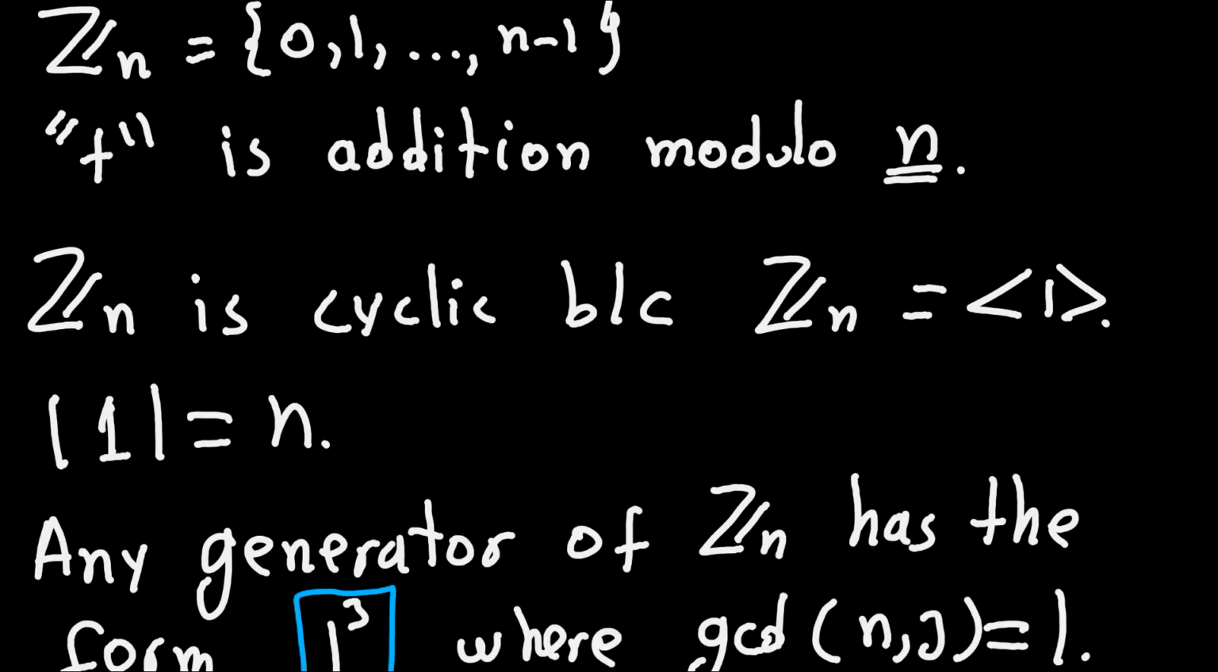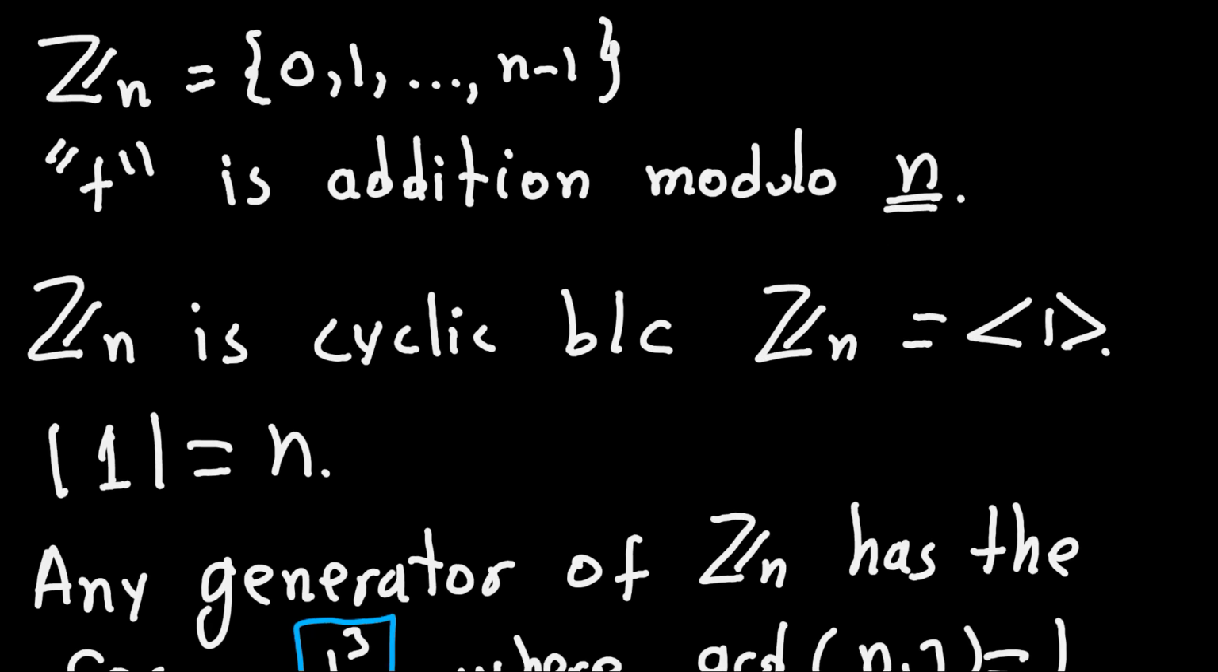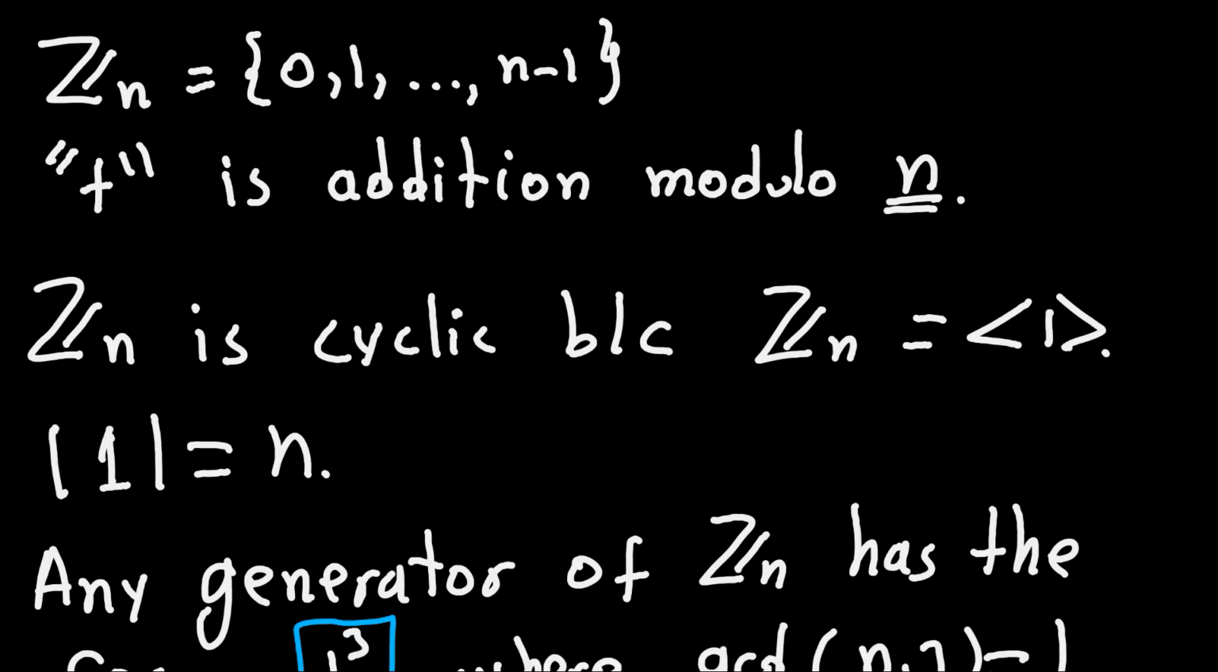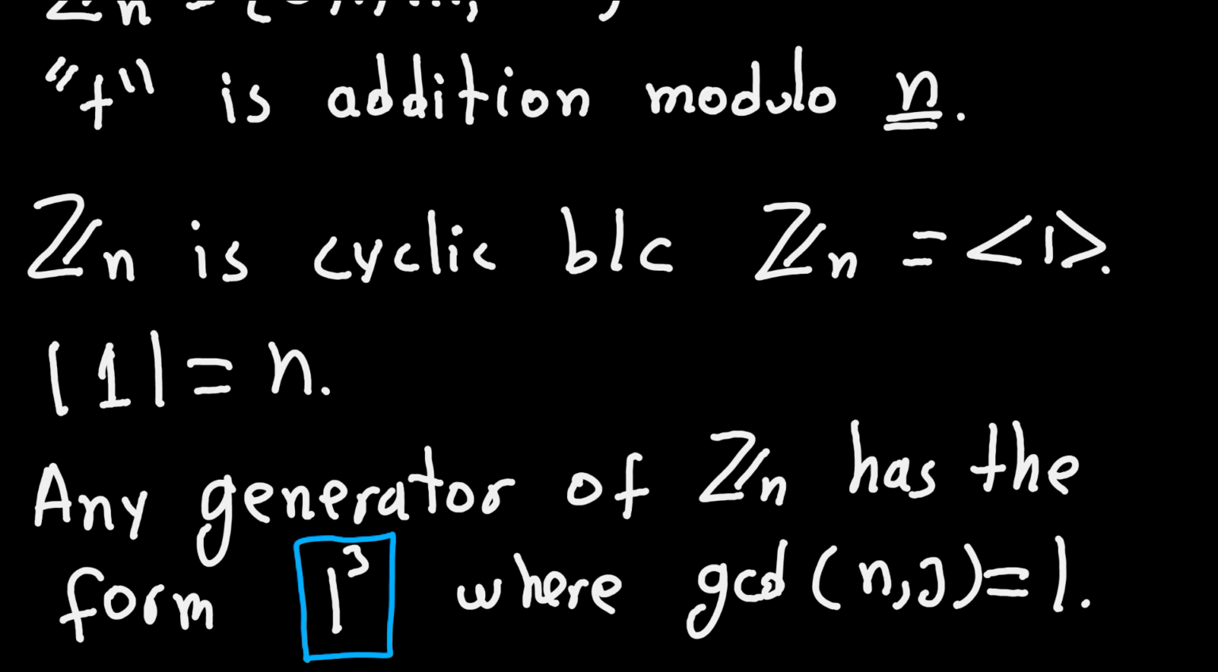We talked about this before. And the order of the generator is the number of elements in that group. There are n elements here in this group. Remember why? Because if you start counting here from 1, it's 1, 2, up to n minus 1. So n minus 1 elements in this last part, and there's one more, 0. So n minus 1 plus another element, that's n elements. So the order of 1 is n.